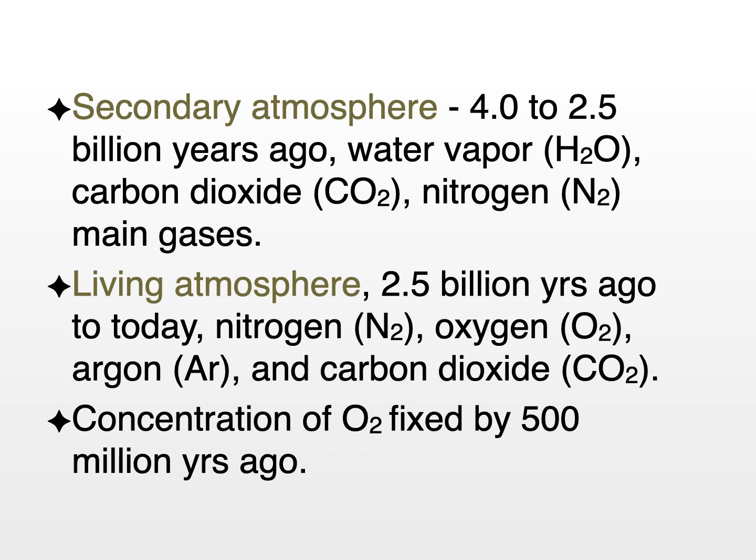So the last stage of atmospheric development is called the living atmosphere. It starts about 5.5 billion years ago and lasts till today. In order of importance, the main gases in this living atmosphere were nitrogen in the form of N2, oxygen in the form of O2, argon, and carbon dioxide. The concentration of oxygen in the atmosphere became fixed at about 20% by about 40 million years ago.